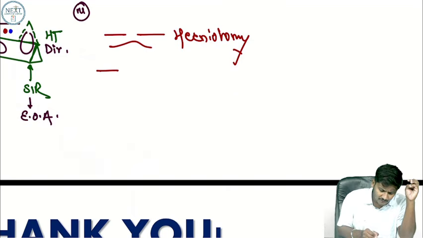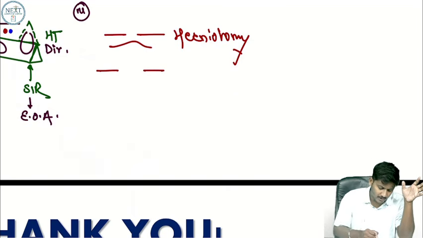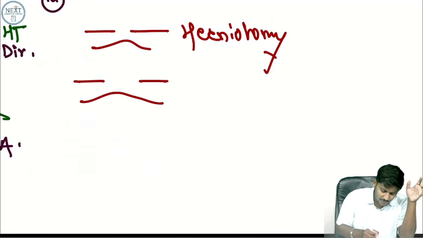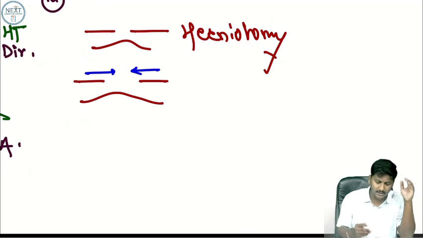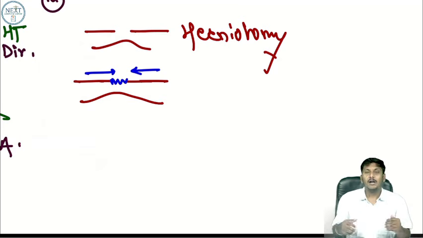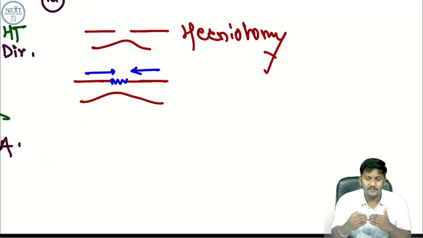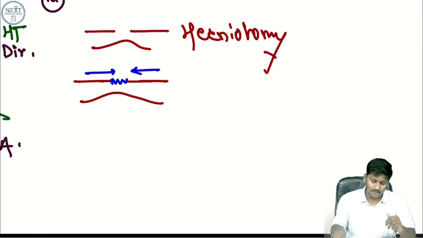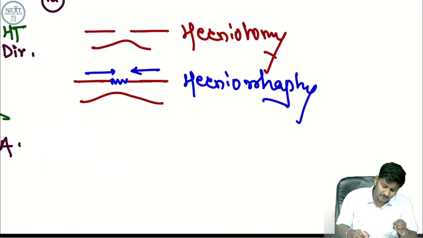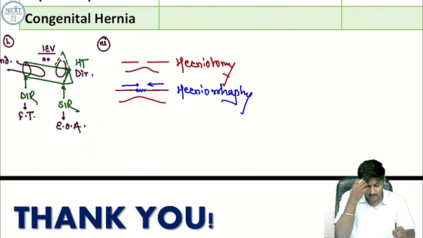Second, when the defect is small to moderate in size, I push back the hernial sac, and after pushing back the hernial sac, I am now going to close the defect by pulling the layers together. When I pull the layers together, I am going to close the defect with the help of sutures. So I will pull both the layers together to close the defect, and then suture these layers together. Whenever I close a defect of hernia with the help of sutures, that is known as herniorrhaphy.